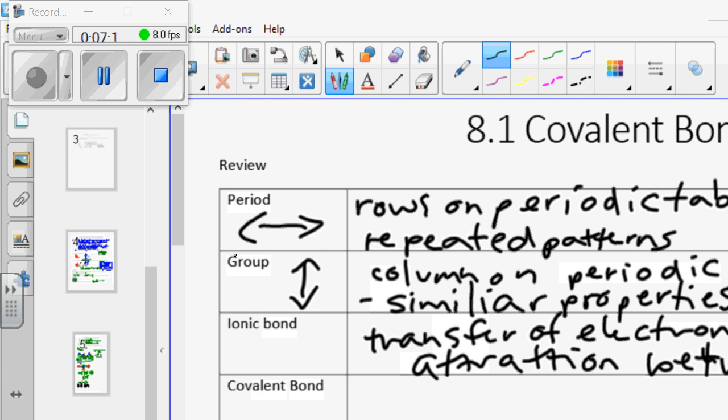Covalent bond: between two nonmetals. The electrons are not fully possessed by a single atom.